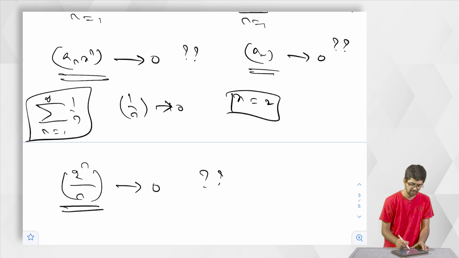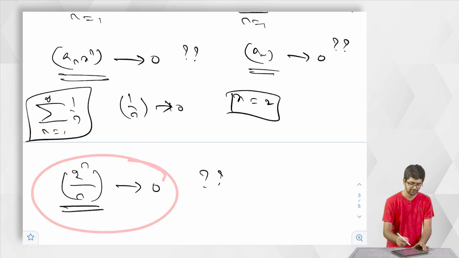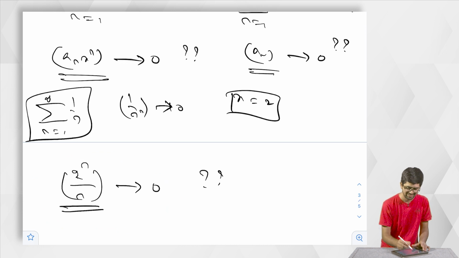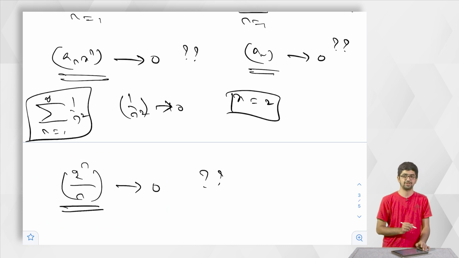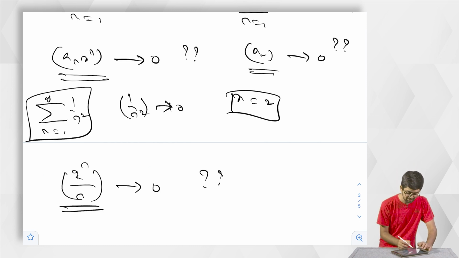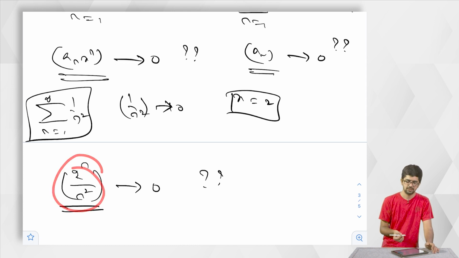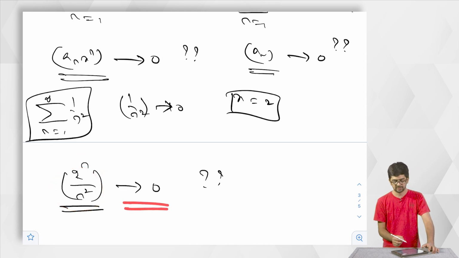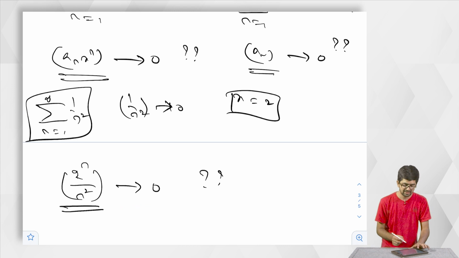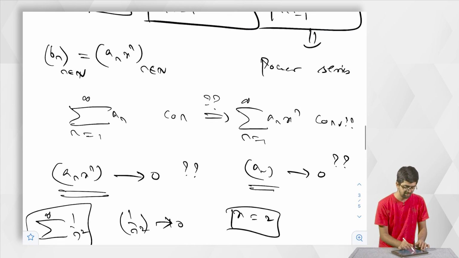Maybe that is why it is not going to 0. We can take n square also. What is the problem? Summation 1 by n square is convergent, we have seen in the last session. Then the same thing, 2 power n by n square, this is not convergent, forget about converging to 0, it is not convergent. So one cannot really say that summation an being convergent implies this.